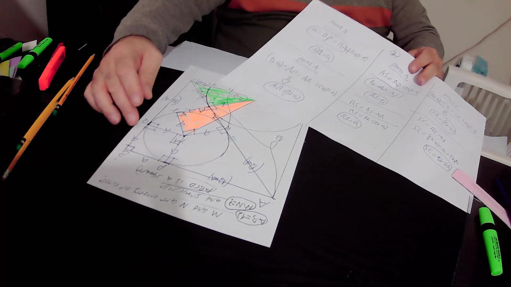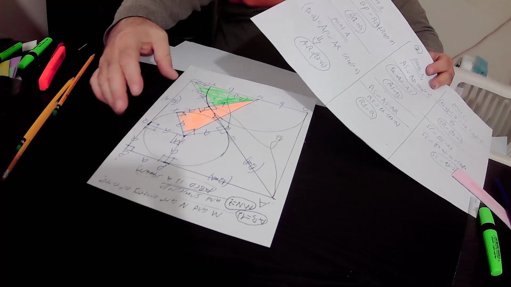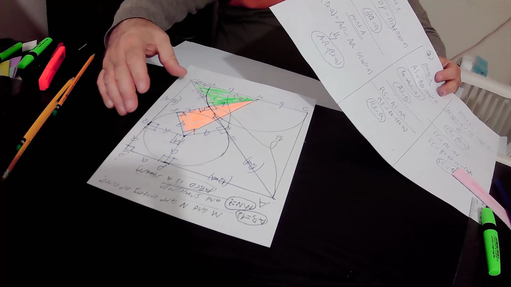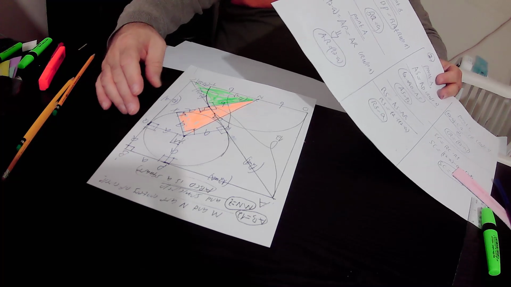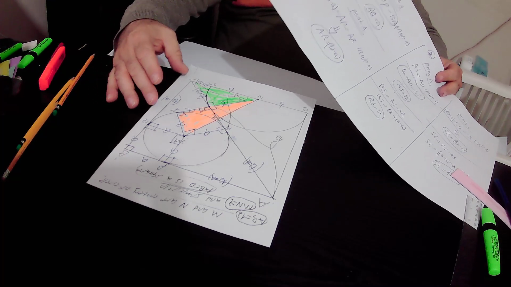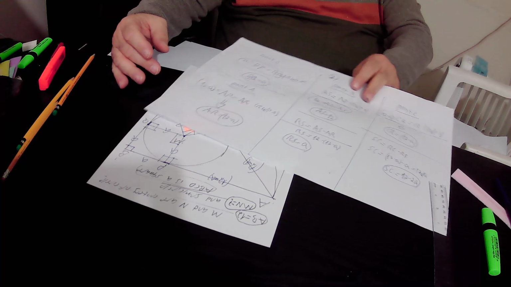So if BQ equals A, then QC will be equal to BC minus BQ. That is to say, QC will be equal to BC, that is 12, minus BQ, that is A. So in conclusion, QC equals 12 minus A.